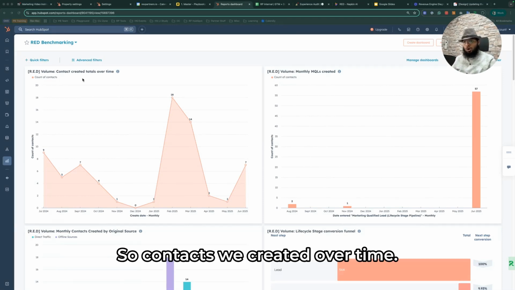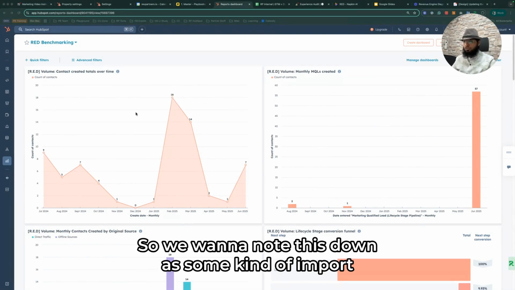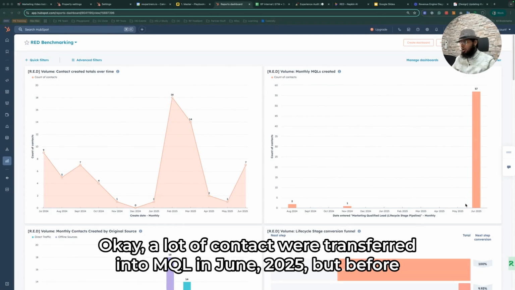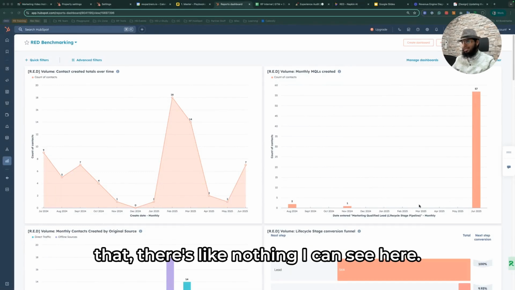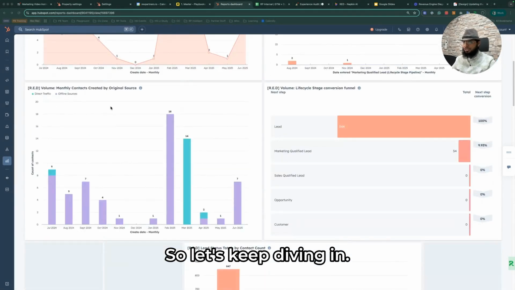So contacts created over time, it looks like the contact count spiked in a particular month. So we want to note this down as some kind of import happened during this month. Okay, a lot of contacts were transferred into MQL in June 2025, but before that there's nothing I can see here. So it looks like something is really wrong about your MQL movement. So let's keep diving in.